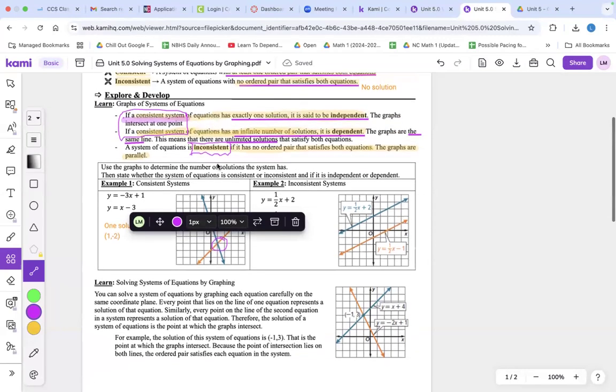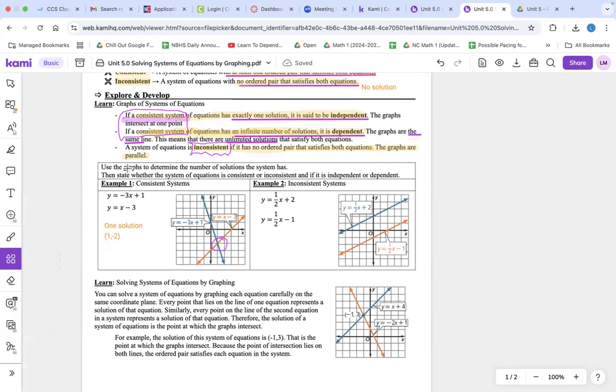Now let's look at our notes. Oh, wait, we're supposed to underline something here. So here it says, use the graphs to determine the number of solutions. So first we had to determine the number of solutions. Then we had to state whether it is consistent, inconsistent, and independent or dependent. Now, it can only be independent or dependent if it is consistent. If it's not consistent, it can't be those guys.